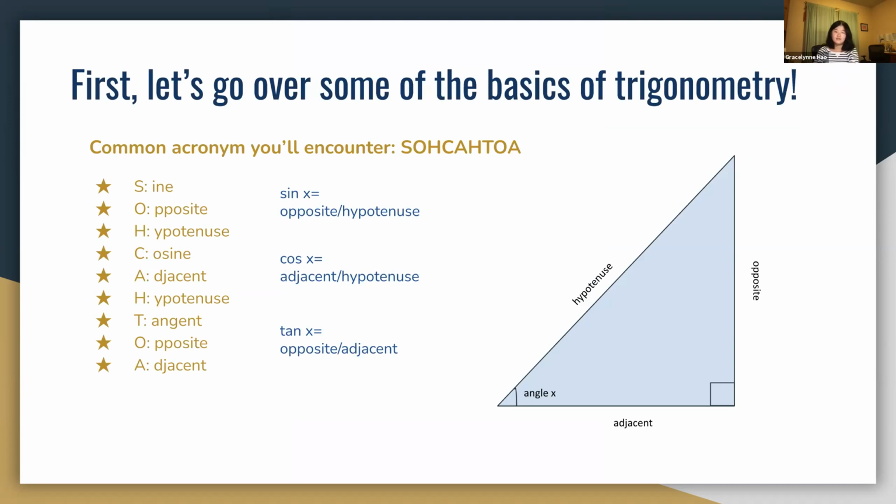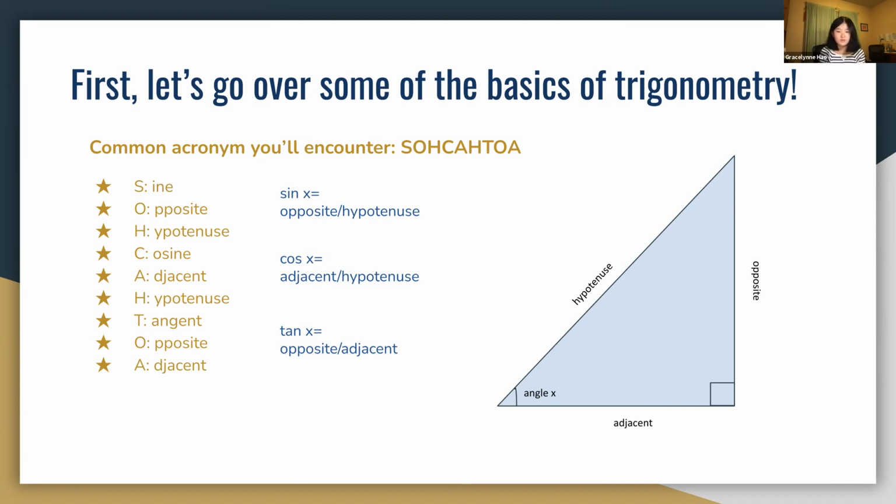Okay, so first off, in case anyone is unfamiliar with trigonometry, I will be going over the basics. As a disclaimer, it is helpful if you do have some geometry knowledge as well in the later problems. But first, I have here written a common acronym you'll encounter. The pronunciation is not really important, but I will be referring to it as SOHCAHTOA.